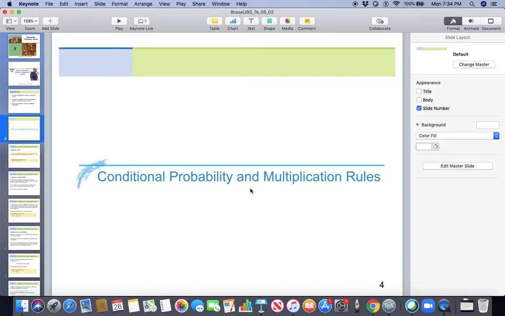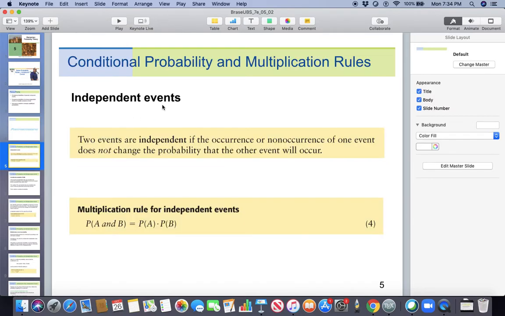First, conditional probability and multiplication rules. Independent events. Two events are independent if the occurrence or non-occurrence of one event does not change the probability that the other event will occur. Okay, so repeat, two events are independent if the occurrence or non-occurrence of one event does not change the probability that the other event will occur.